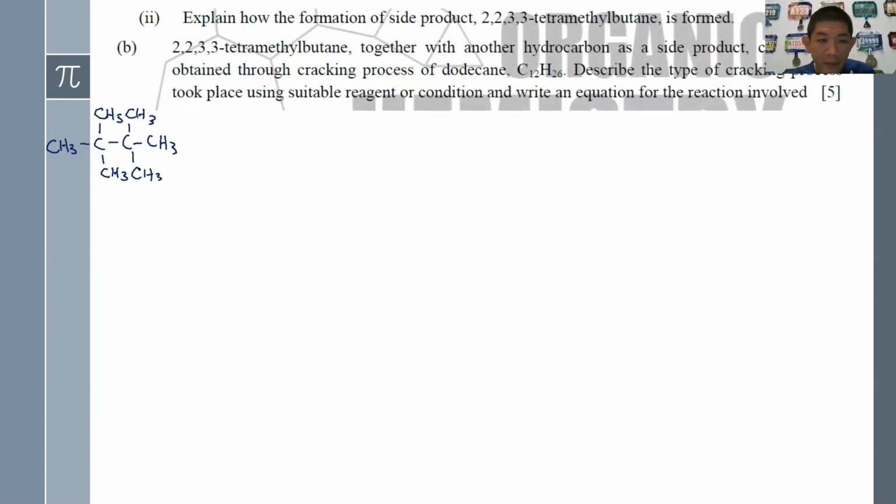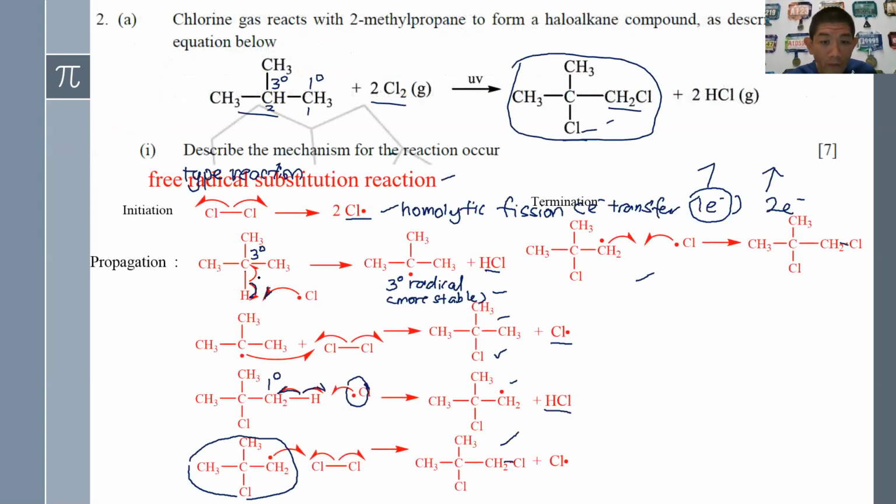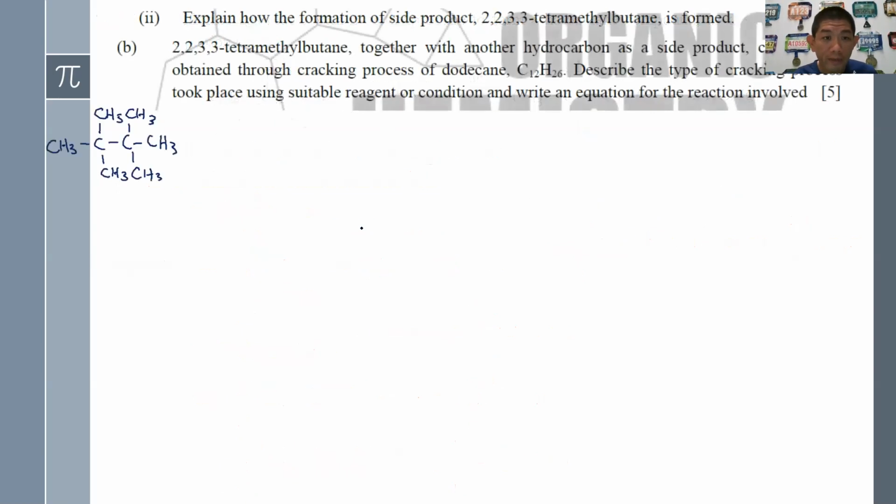If you look back at our propagation steps just now, one of our radicals formed is this one, the tertiary radical of 2-methylpropane. If you look carefully at the structure, it is actually a combination of two of these similar 2-methylpropane radicals that undergo collision with each other. That is why you have 2,2,3,3-tetramethylbutane. Because the question wants you to explain, you have to explain in words.